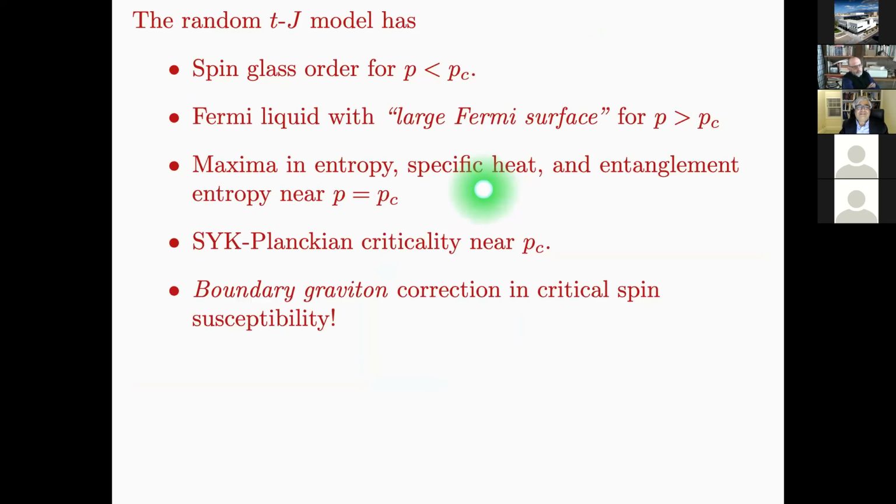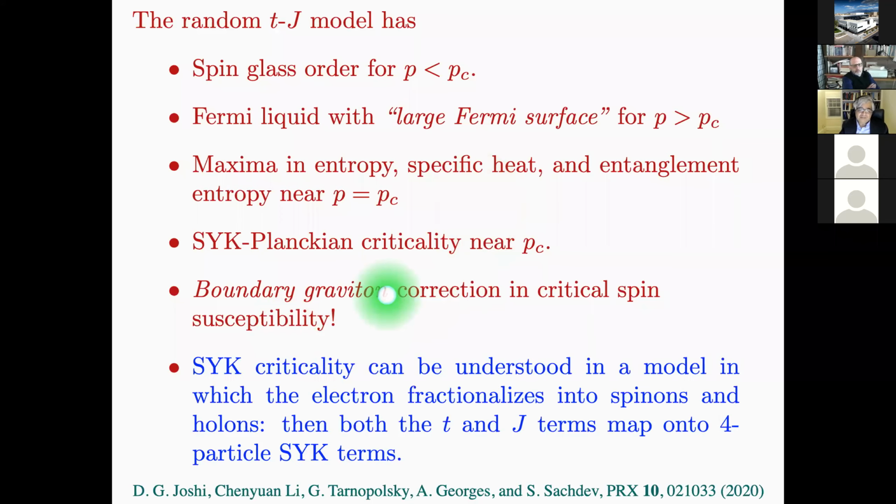Okay, so to summarize, this random TJ model, simple as it is, captures some essential features of the physics, including the appearance of a large Fermi surface only at high doping and Planckian type criticality near the critical point. And we also have various papers where we understand the behavior of this and the connection to SYK a bit better than I've had time to talk about.